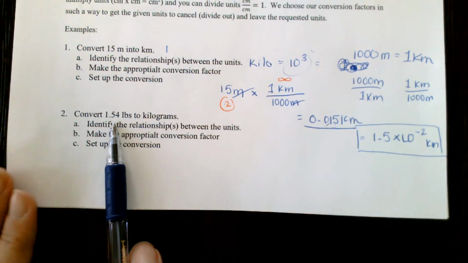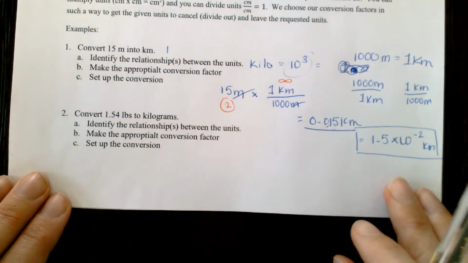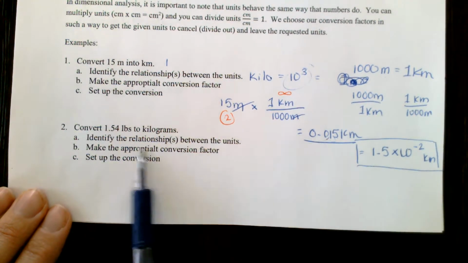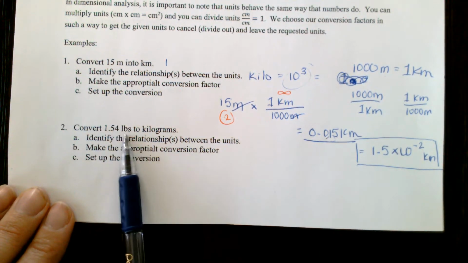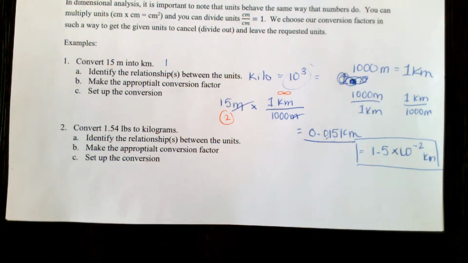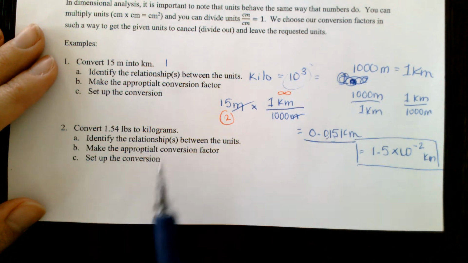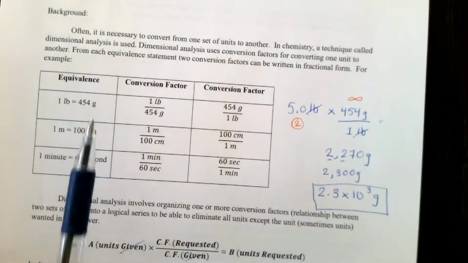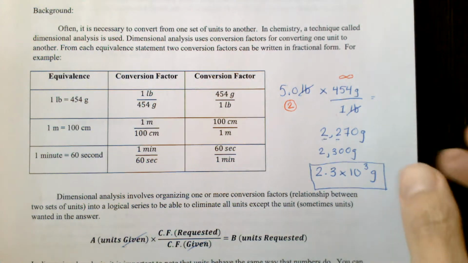So we are converting 1.54 pounds to kilograms. In a table in your book, you might find a conversion to go straight from pounds to kilograms. I'm going to do it a little bit different just to show you another way that dimensional analysis is quite useful. So I'm going to identify relationships between the units. Up here they've given me that 1 pound is 454 grams, so I'm going to use that.